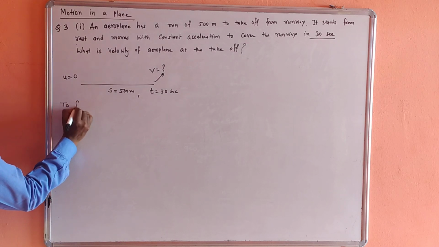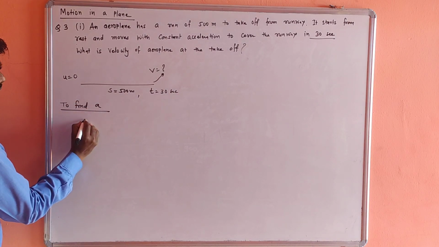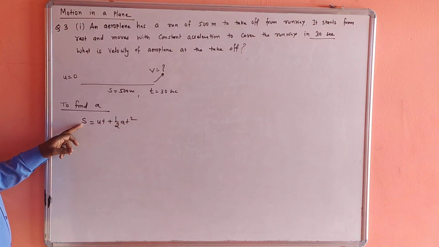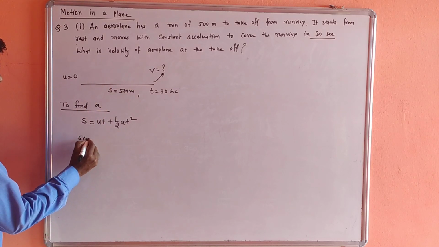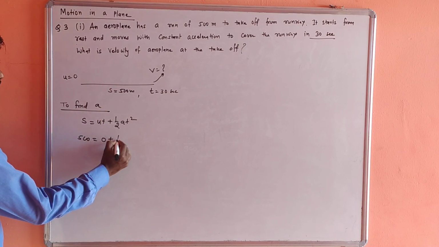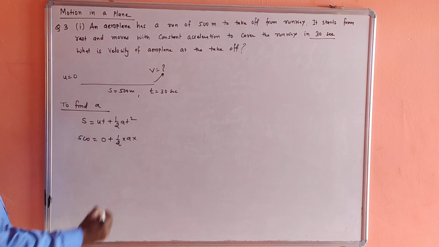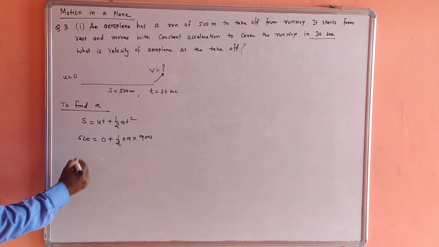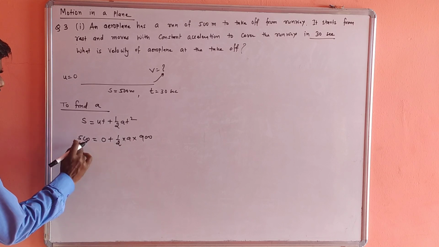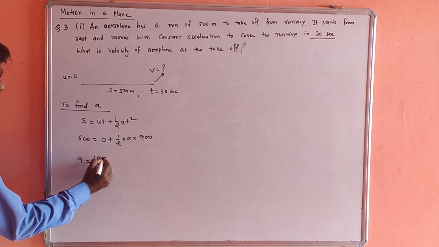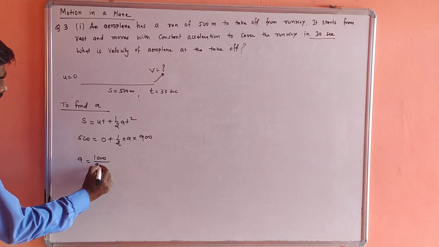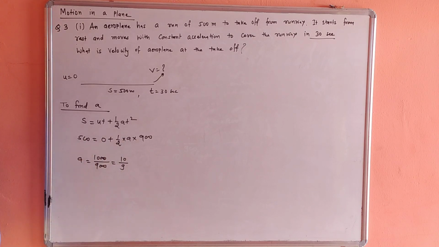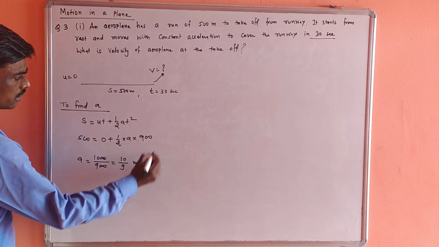So to find a, the acceleration, use the kinematic equation s equals ut plus 1/2 at square. s is the distance of this track, it is 500 meters. u is 0, then 1/2 a, we have to find out, and t square becomes 900. Then a is equal to 500 into 2, which is 1000, divided by 900. So what we get is 10 by 9 meter per second square.